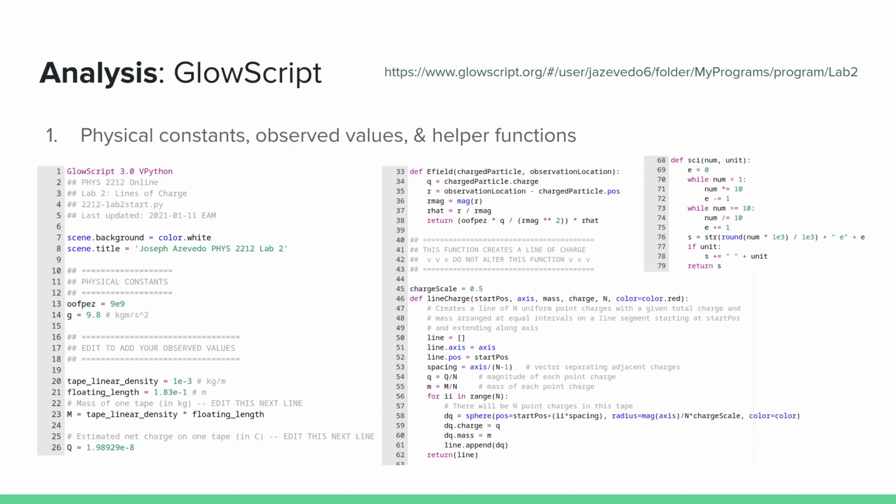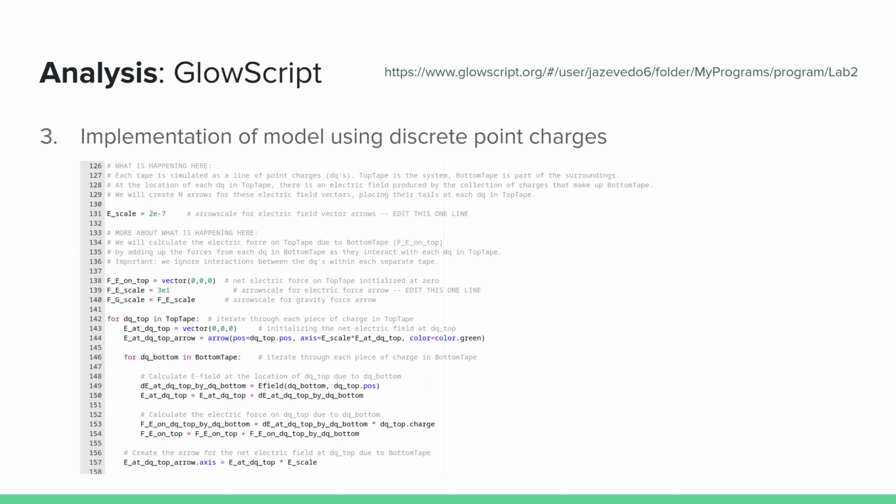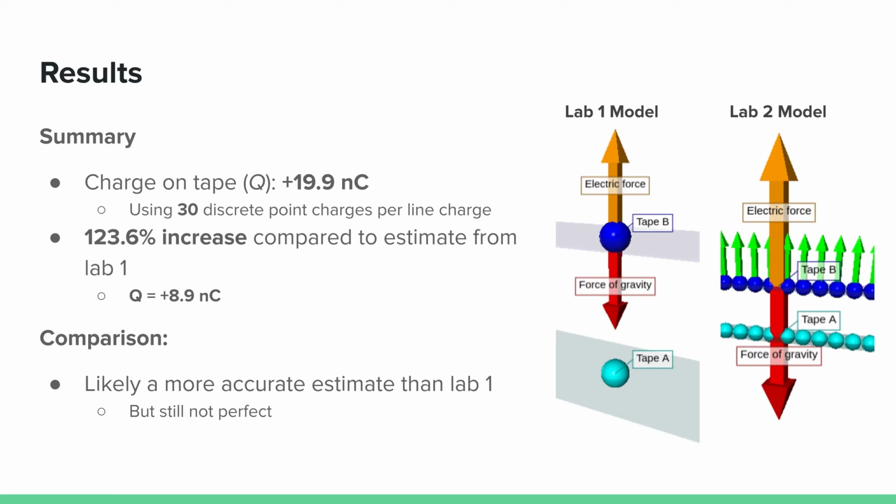First, it defines the physical constants, observed values, and helper functions. Then, it includes the code to visually display the experimental setup. The most important part of the script is the actual implementation of the model, where it iterates through each combination of small point charges on the top and bottom tape and determines the electric force enacted upon the small point charge on the top tape. Then, by summing the small forces up from each pairwise combination, it obtains an estimation for the total force on the top tape. Finally, it includes some code to print out the results and create the force arrows. So, given this model, I was able to obtain the following results.